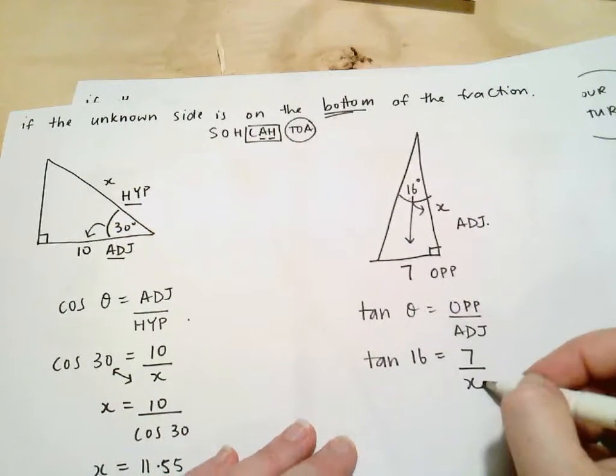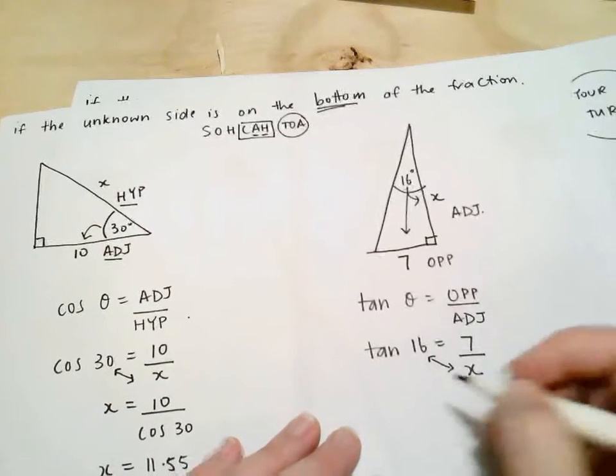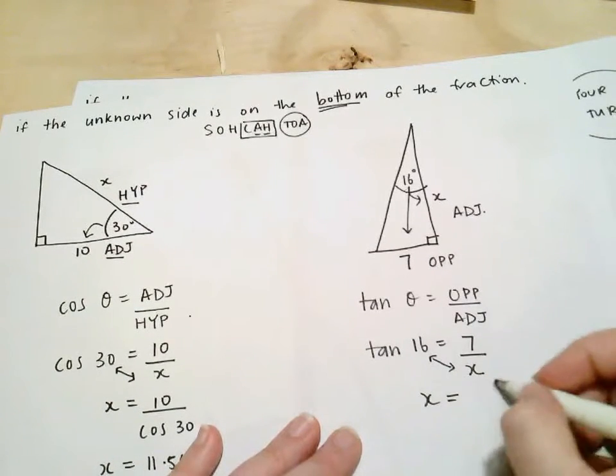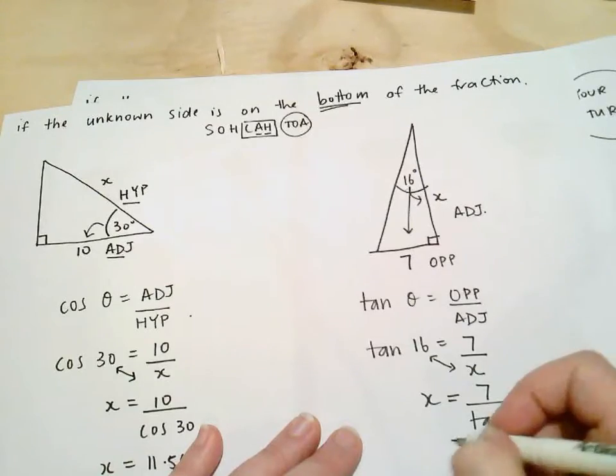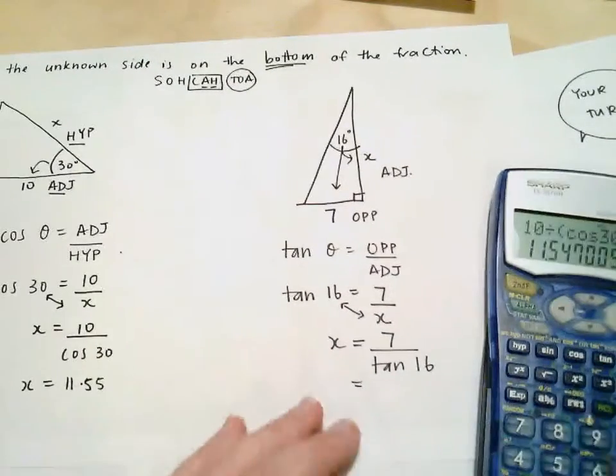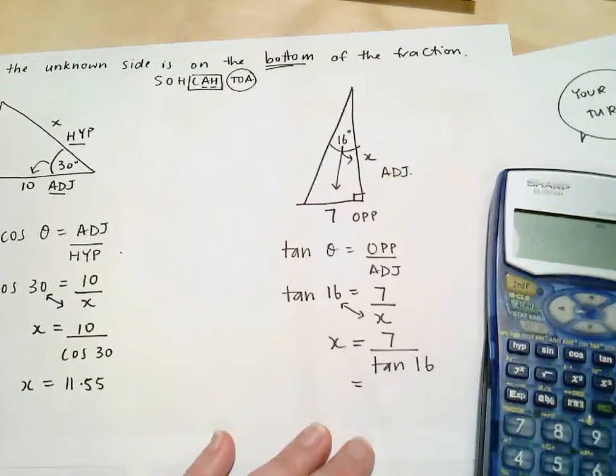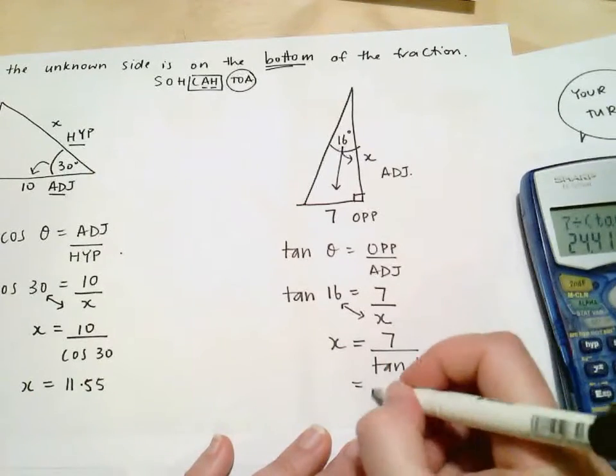Again, you can see that the x is on the bottom, so we do our switcheroo. So x is 7 over tan 16. Again, I'll just plug it in on my calculator. No need for any of the inverse operations, of course. Remember that I generally put in the brackets, just to be sure. And I end up with 24.41 as my answer.